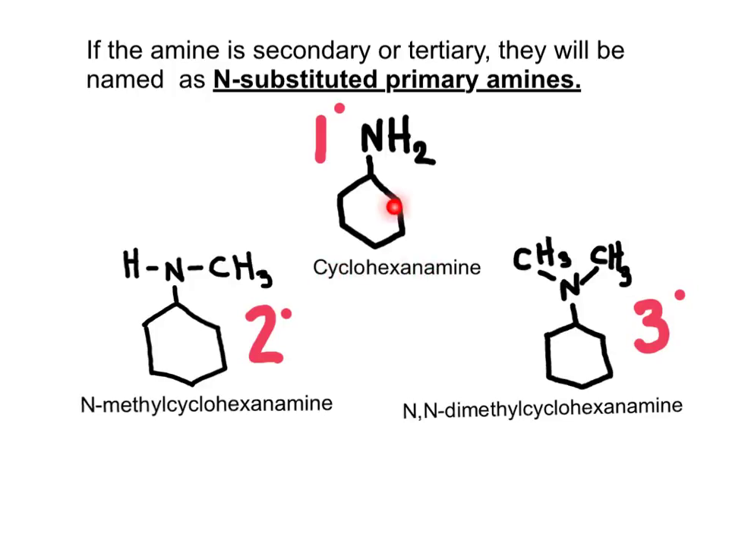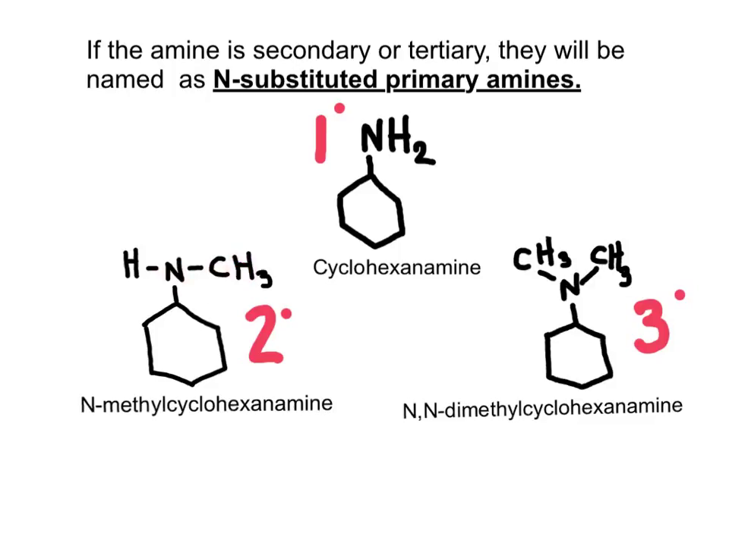Now we show 3 different amines that are cyclohexane with nitrogen bonded. The first one is a primary cyclohexanamine, which has 2 hydrogens left. This one is a secondary because it has the nitrogen bonded to 2 carbons, and this one is a tertiary because the nitrogen is bonded to 3 carbons. The first one is cyclohexanamine, a primary amine, named as an alkane, dropping the E and adding the word amine. When it is the secondary one, we look for the name of the primary amine and then name the substituent on the nitrogen.